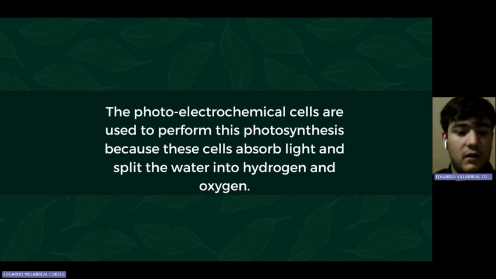Also, photoelectrochemical cells are used to perform this photosynthesis because these cells absorb light and split the water into hydrogen and oxygen. However, this technology is still in development because the techniques used by scientists are costly.